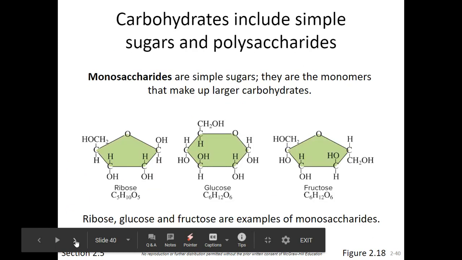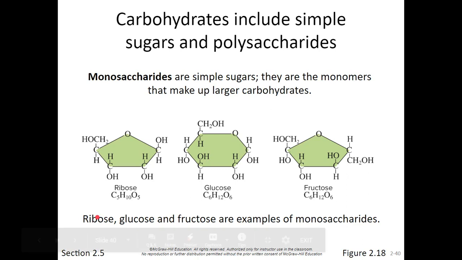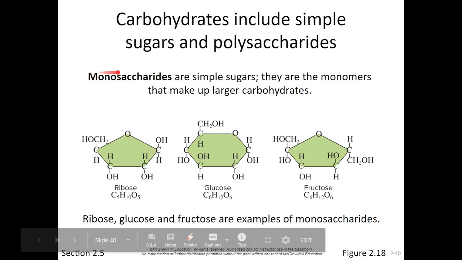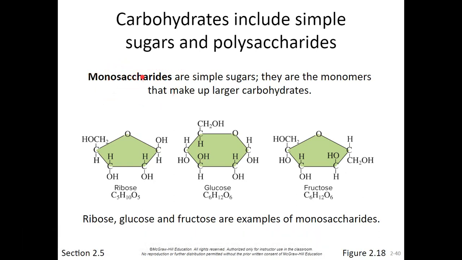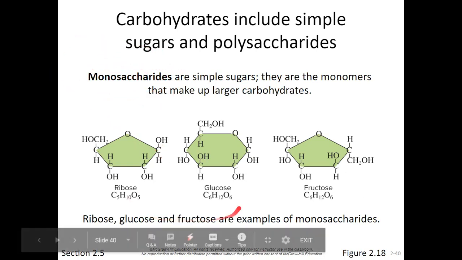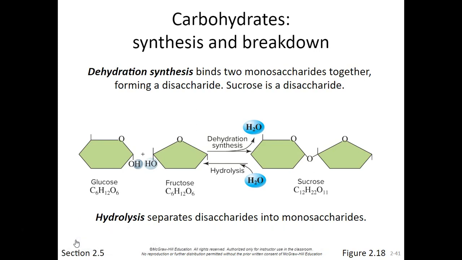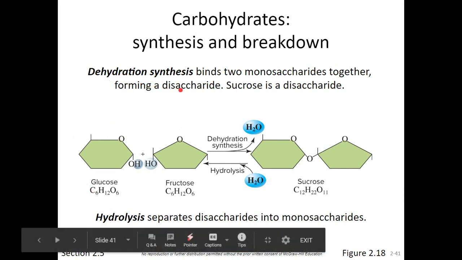In case of carbohydrates, the single units, the monomers, are monosaccharides. Mono means one, saccharides means sugar. So they are simple sugars, and these are structures you are not required to memorize, but it is good to know what glucose and fructose are and how they look. Dehydration synthesis and breakdown, this is how the reaction looks. Hydrolysis separates disaccharides and dehydration binds monosaccharides together.